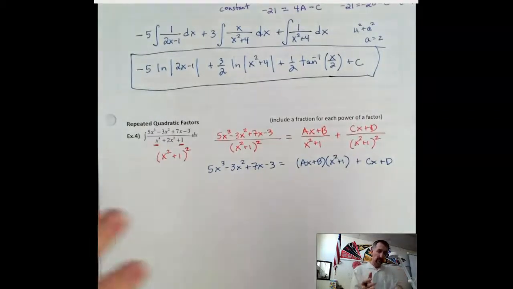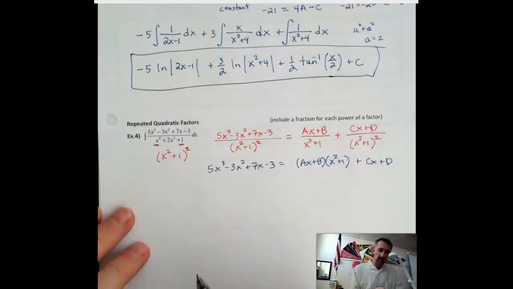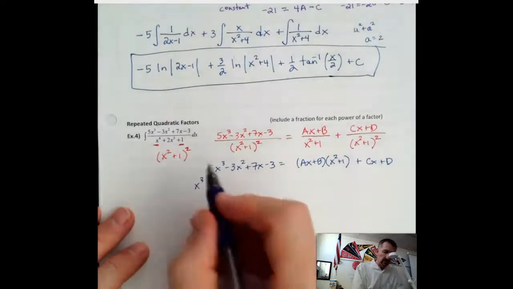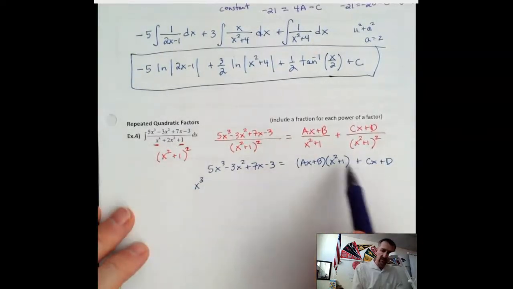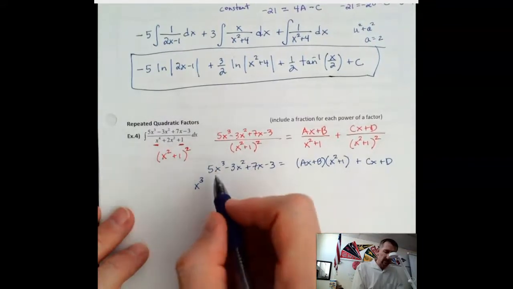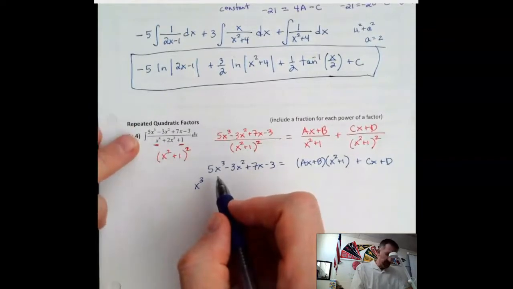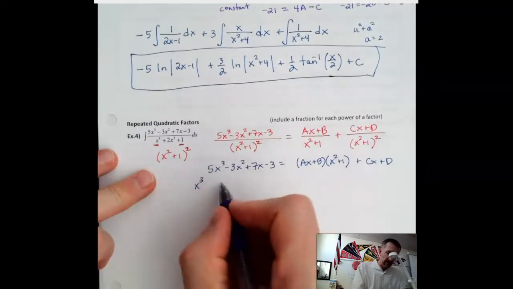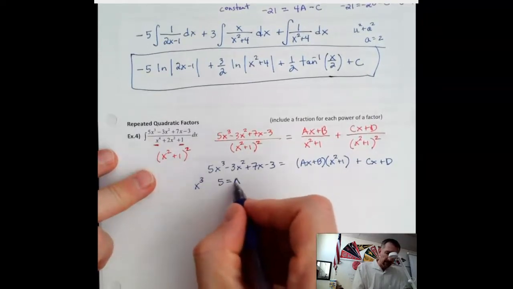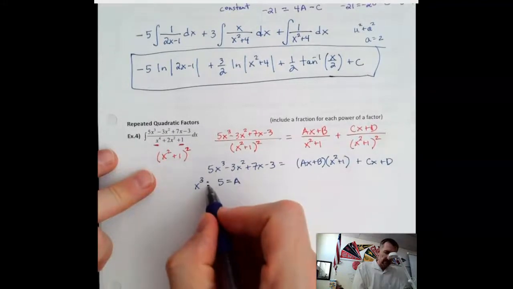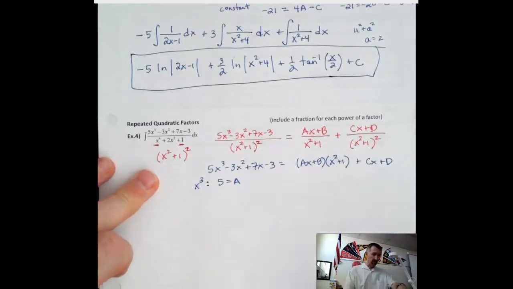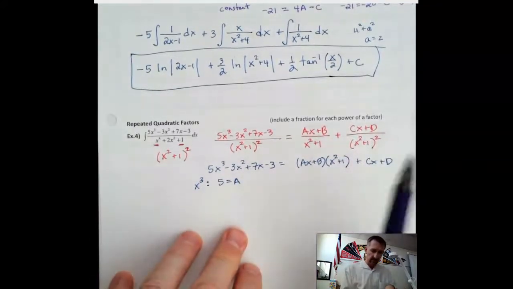So, is there anything that we can do with this? Well, let's focus on x cubed. On this side, there's only one x cubed. If we multiply ax times x squared, that's ax cubed. So we're going to have 5 equals a. That's the only thing that can happen there.